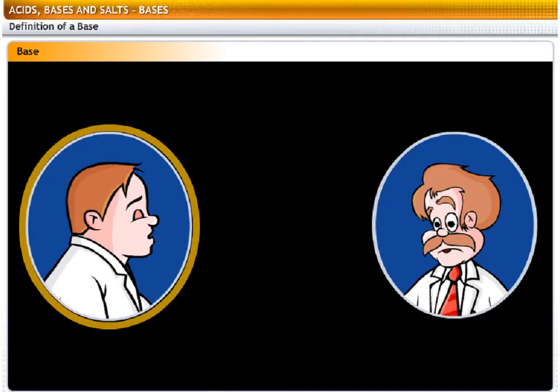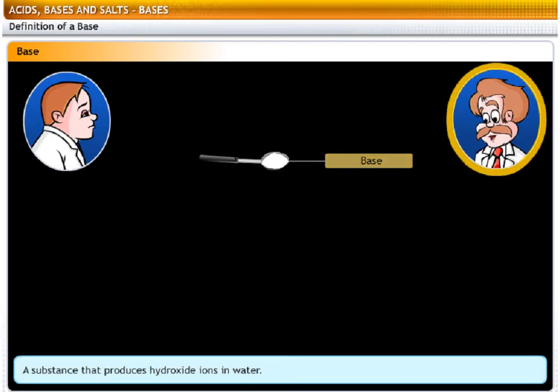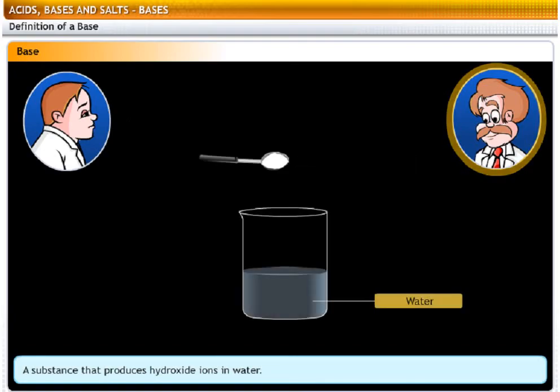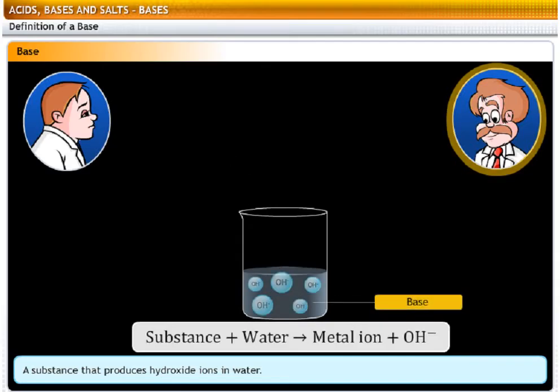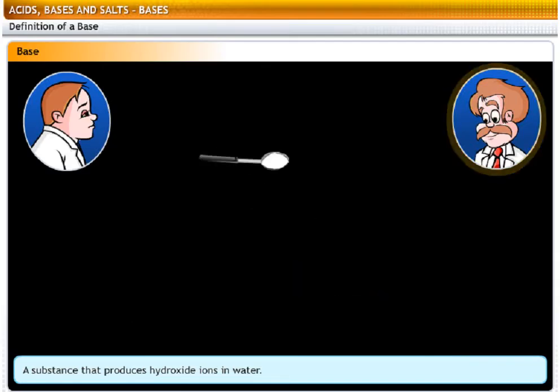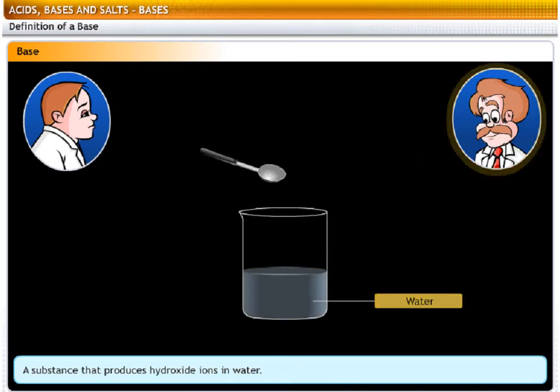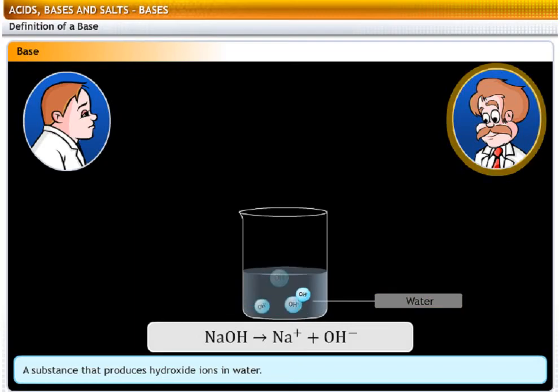Tell me more about a base. Any substance that can produce hydroxide ions when dissolved in water is known as a base. For example, sodium hydroxide, when dissolved in water, dissociates into sodium ion and hydroxide ion.